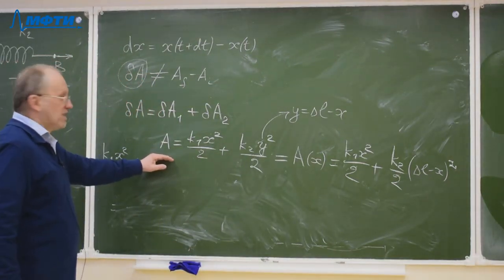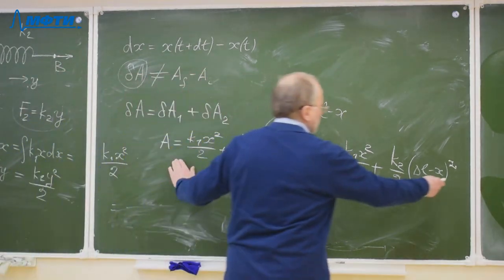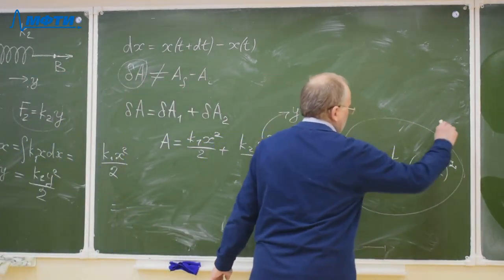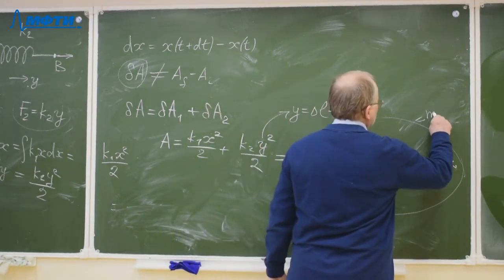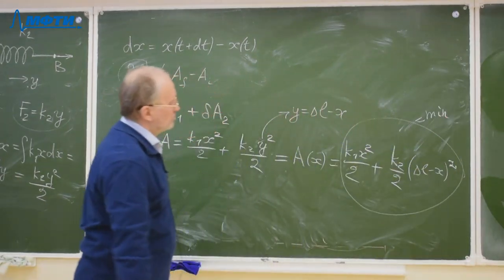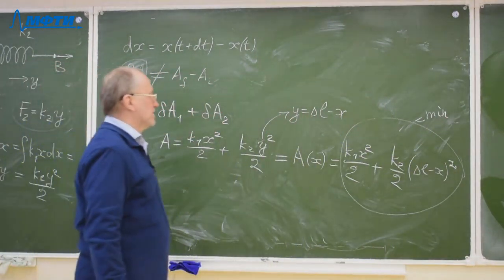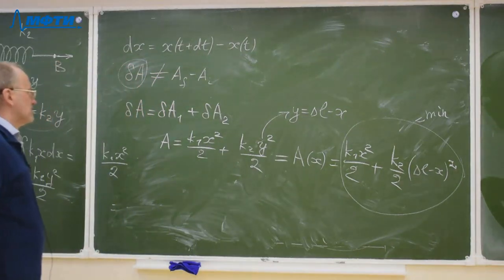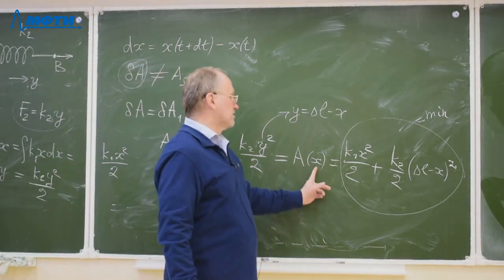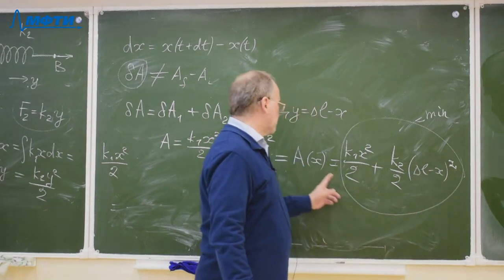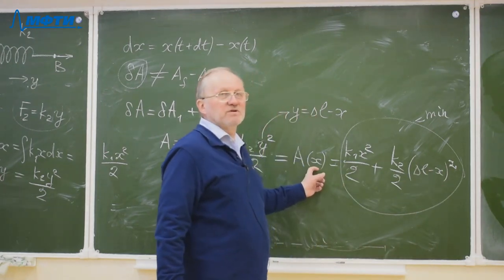And according to the statement of the problem, this value should be minimum possible. It should be minimum. We have to find the minimum possible work required to elongate the two springs by delta L. How to find the minimum? This is some function of x, and we have to find the minimum value of this function.